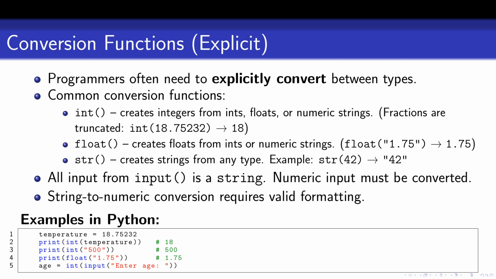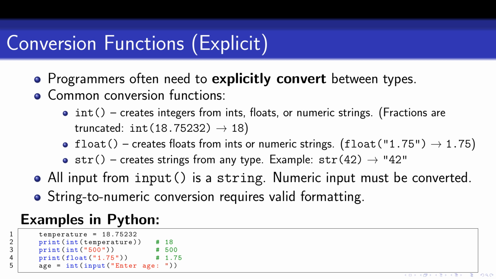Sometimes, a programmer needs to explicitly convert between types, and Python provides conversion functions for this purpose. The int function creates integers, whether from another integer, a float, or a numeric string, though fractions are truncated. The float function creates floating point numbers from integers or valid strings containing decimal points. The str function creates strings from any type, letting you convert numbers or other data into text.